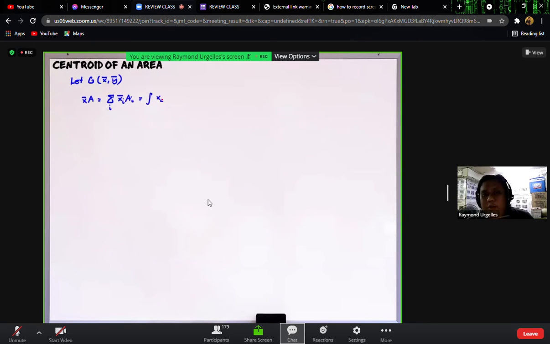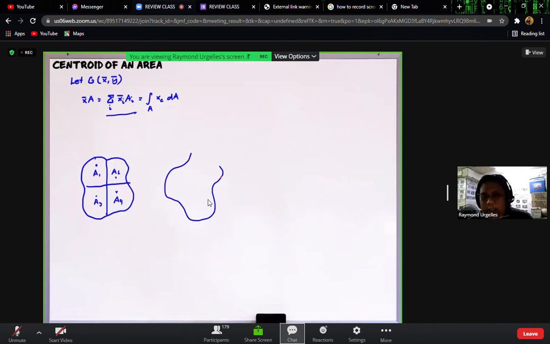The integral of x sub c, the centroid of the infinitesimal area, multiplied by the differential area, over the whole area. For example, let's say you are given a figure like this one. The idea is we can break it down into smaller areas, for example A1, A2, A3, A4. Then if we know the centroids of the individual areas, we can use this.